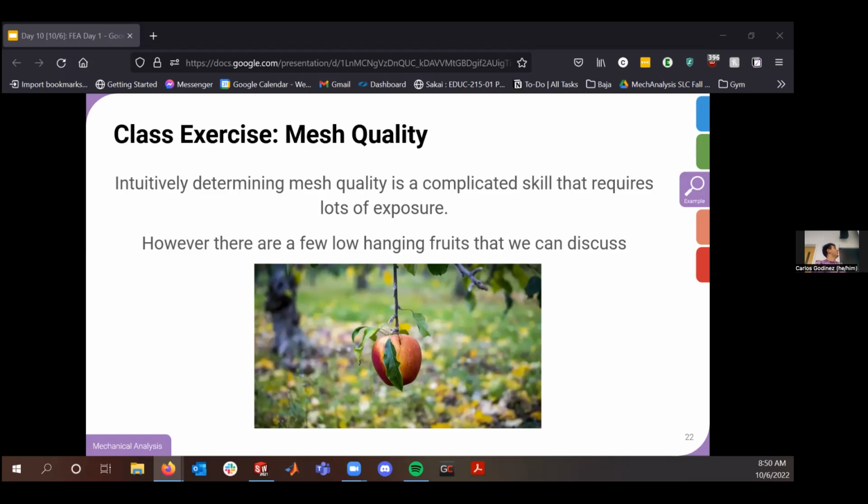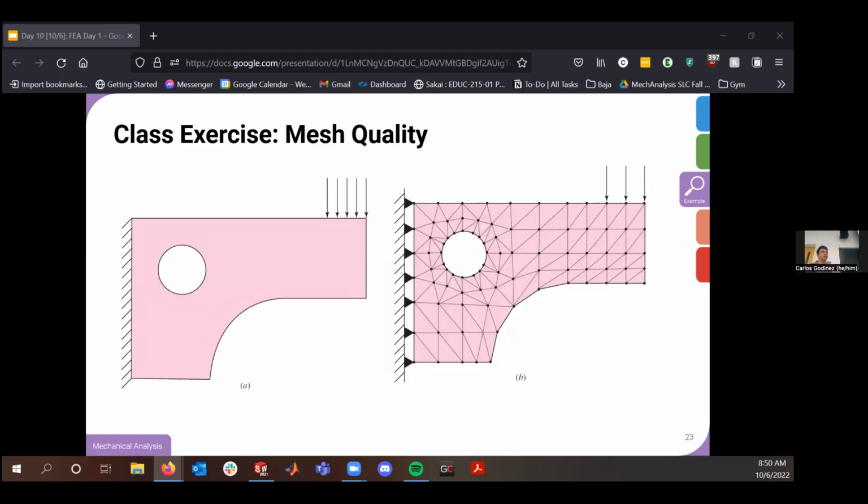However, there are a few low-hanging fruits that are useful to us and that we can discuss, that could be used as a rule of thumb, but aren't true in all cases. So the first thing we're going to do is a class exercise. It's just a group discussion. There are no right or wrong answers.